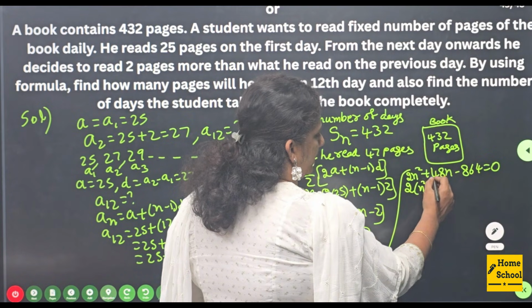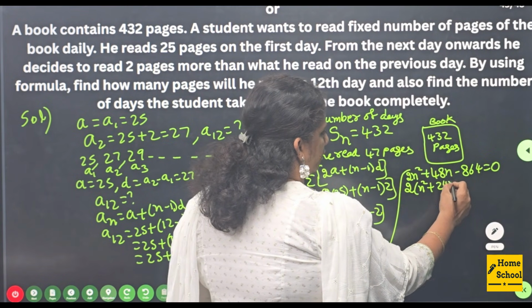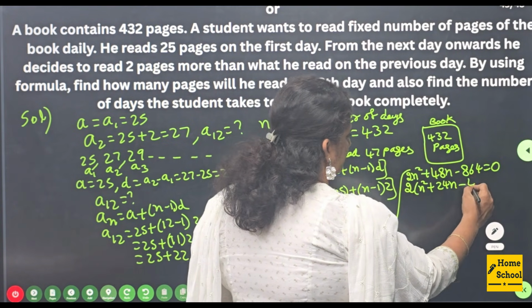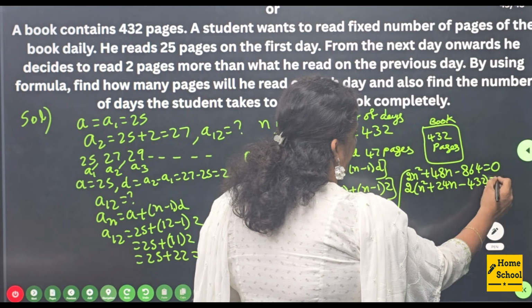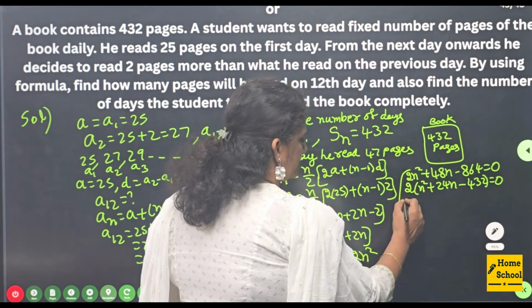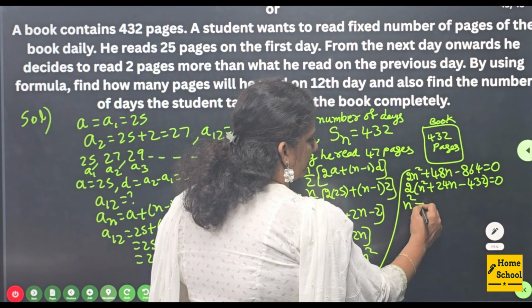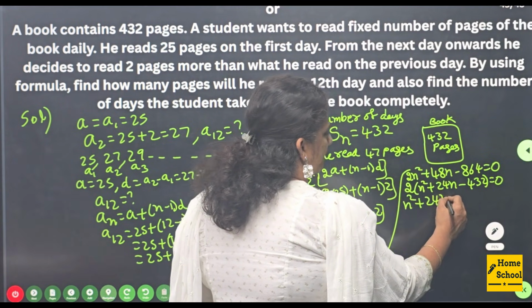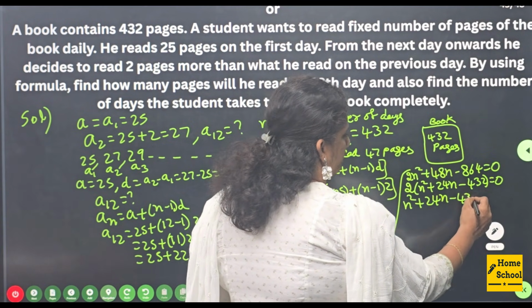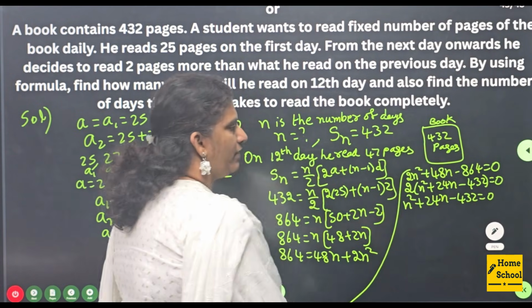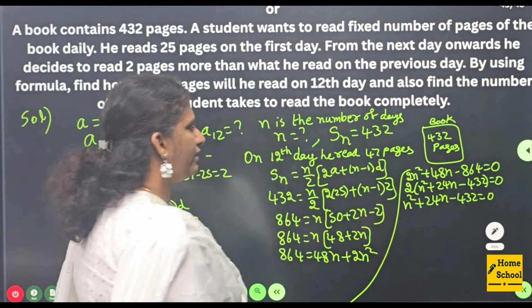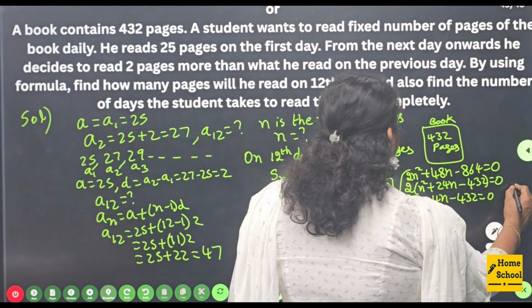n square plus 24n minus 432 equal to 0. 0 by 2 is 0. So we are left with n square plus 24n minus 432 equal to 0. Now minus 432, find out the factors.